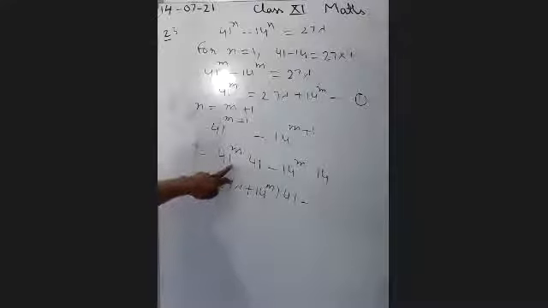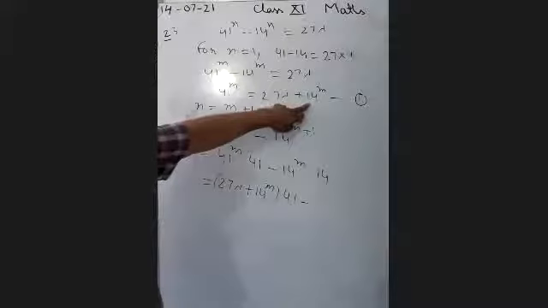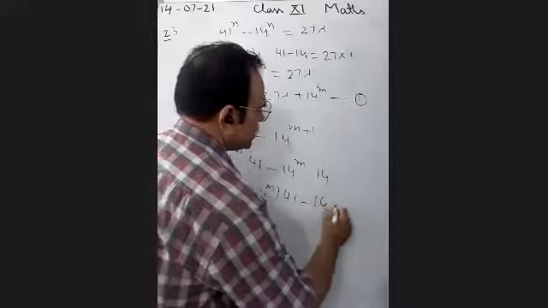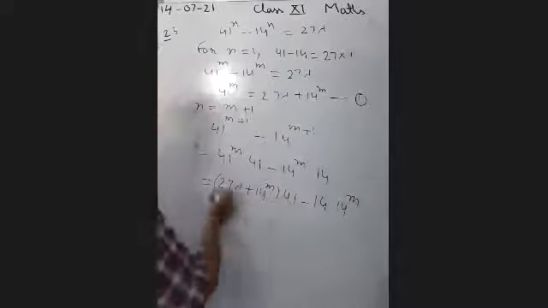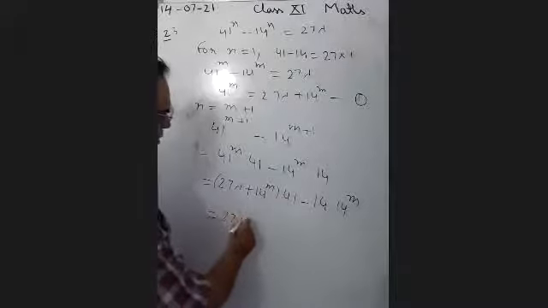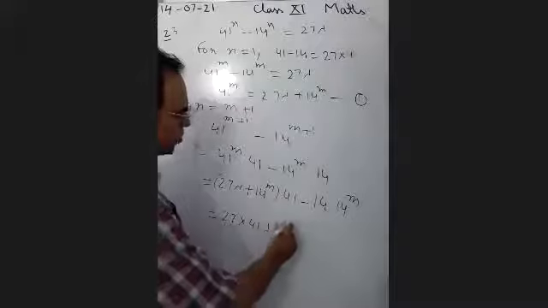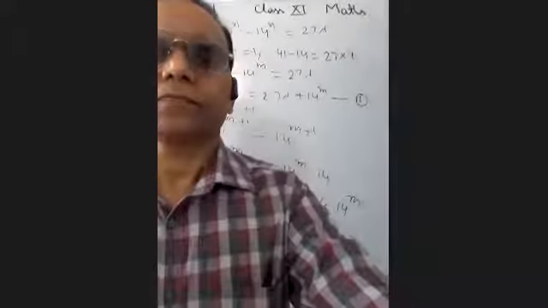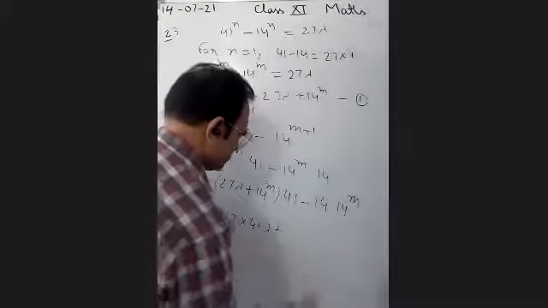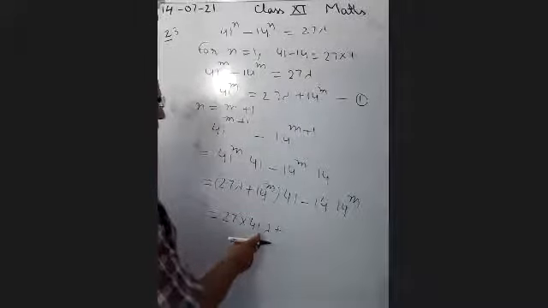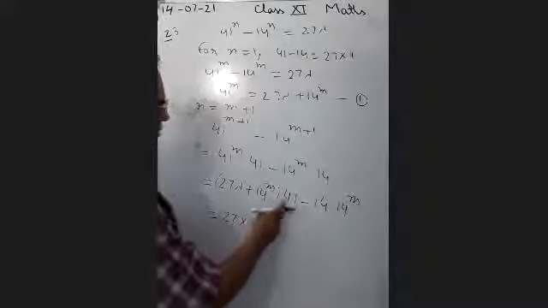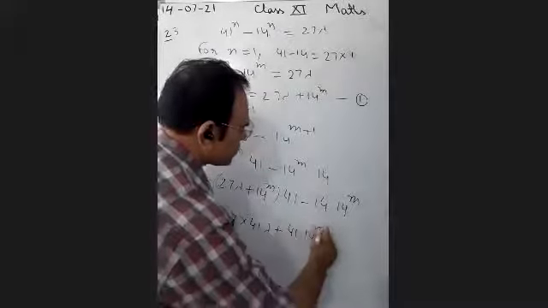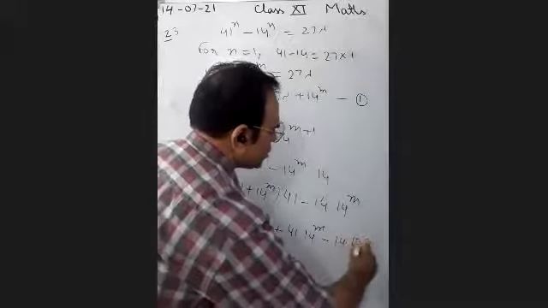Here what we have put, son, is the value of 41 to the power m as 27 lambda plus 14 to the power m. This value we have put. 41 is kept as it is. This term is also as it is, 14 into 14 to the power m. Now we are multiplying this one: 27 into 41 lambda plus 41 into 14 to the power m minus 14 into 14 to the power m.